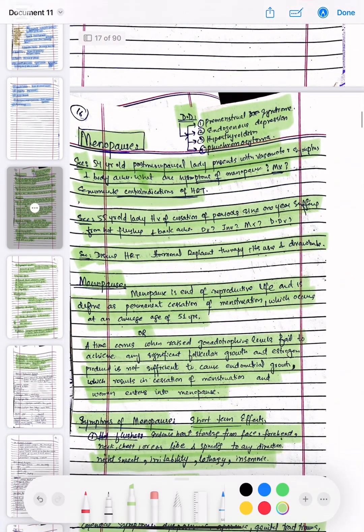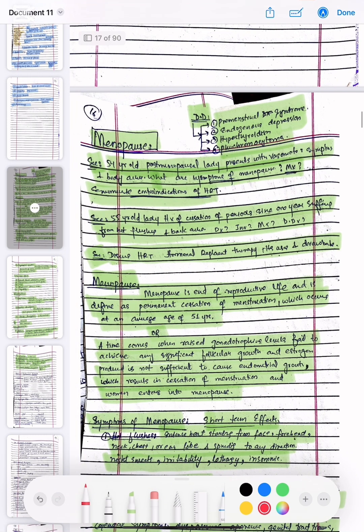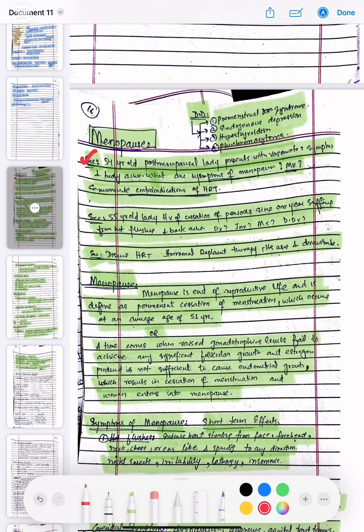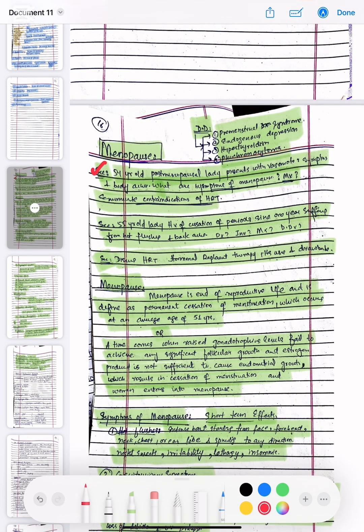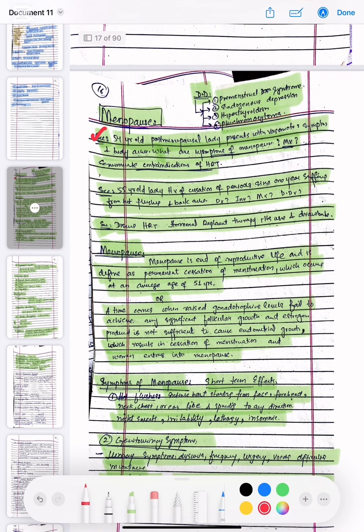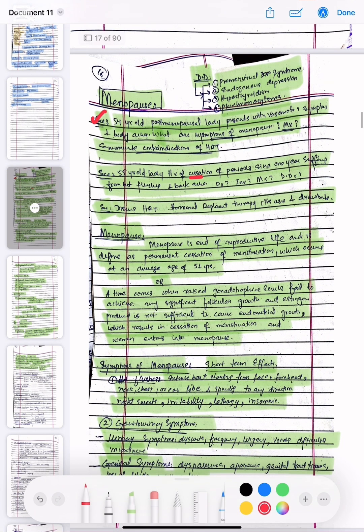So first, let's revise menopause. Then we will discuss HRT specifically. So we have a scenario that there is a 54-year-old menopausal lady presenting with vasomotor symptoms and body aches. What are the symptoms of menopause and the management? Another scenario is that this is a 55-year-old lady with a history of cessation of periods since 1 year, suffering from hot flashes and body aches.